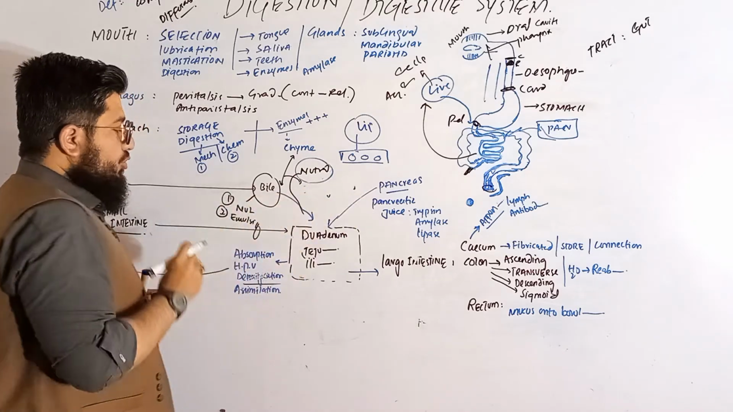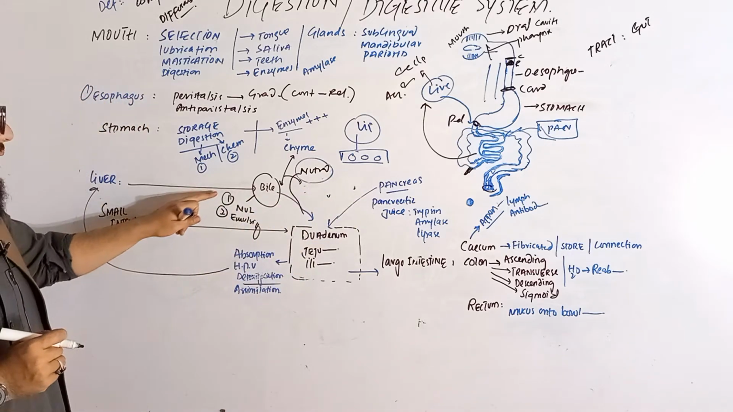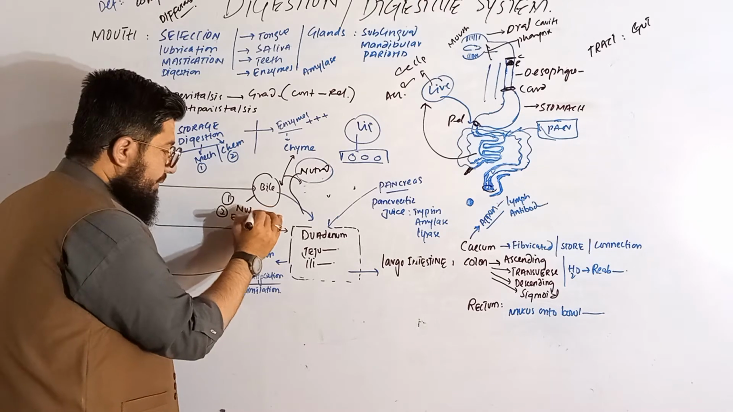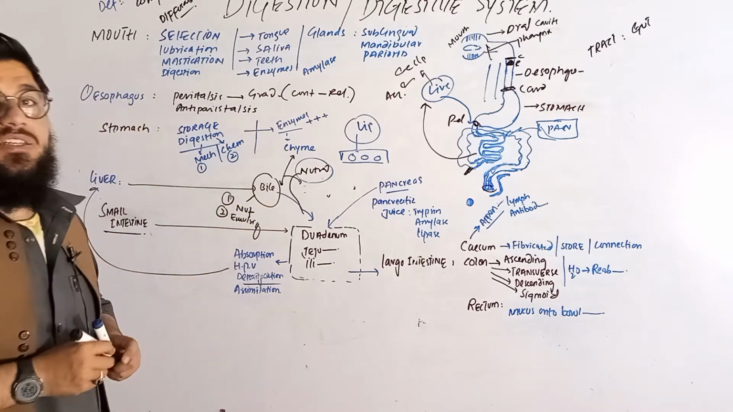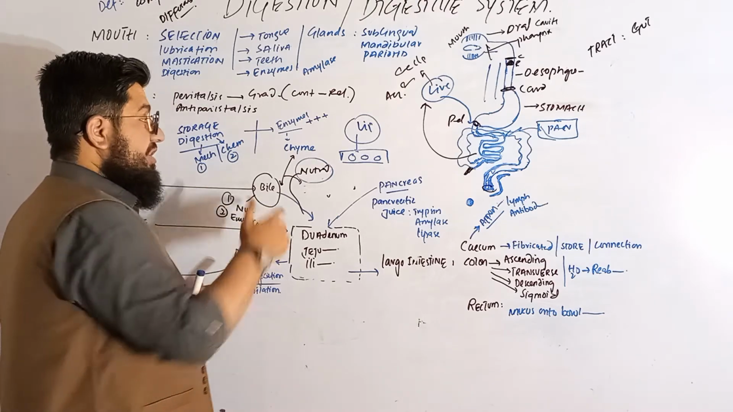It's supposed to do the emulsification. Number one, it is making the food neutral. Number two, it is supposed to do the emulsification. Now what is emulsification hereby?